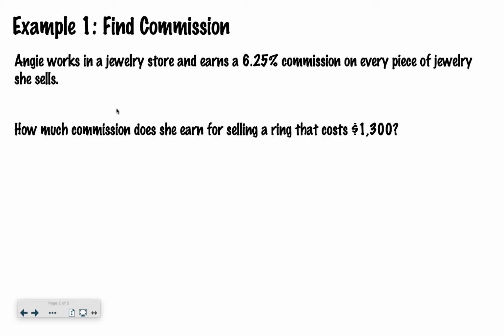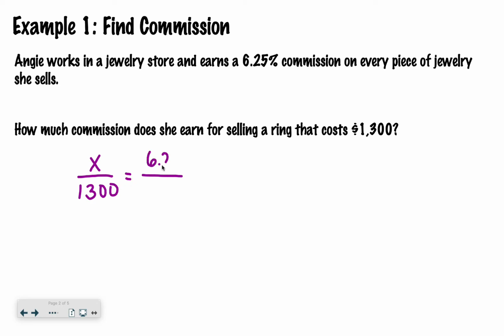So if we look at this example, we are trying to figure out how much commission Angie is going to get. Angie works in a jewelry store and earns 6.25% commission on every piece of jewelry she sells. How much commission does she earn for selling a ring that costs $1,300? You can use C for commission if you want. I'm going to use X because I just like to use the variable X. So you put X over whatever the price is of the item that was sold. I'm going to use my percent proportion here.